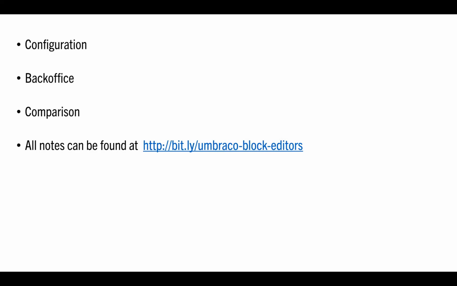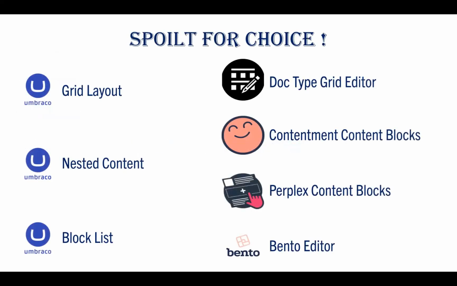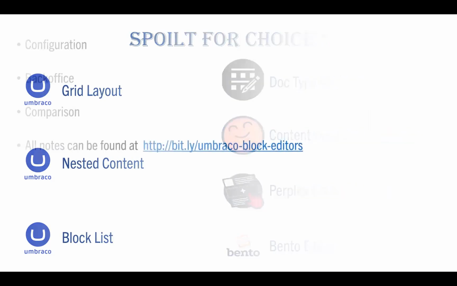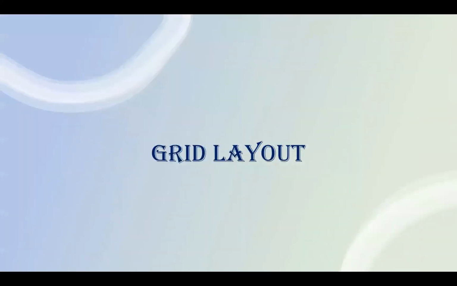It's on bit.ly umbraco-block-editors. So even before we start, the first thing I want to say is that except for the grid layout, all the other options are element type based. So the starting point is the element type. And thereafter, every other option here starts by configuring a data type. We'll have a look at the data type, and that data type needs to go into a document type, and that document type can then be used by your content editors for editing. So without much delay, let's have a look at grid layout.